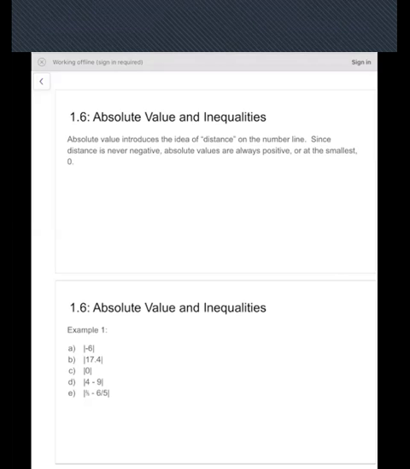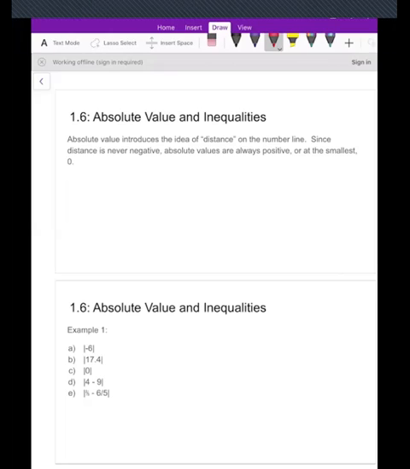Okay, guys, welcome. Today we're going to talk about absolute value and a little bit about inequalities as well. Okay, so first we'll talk about absolute value.